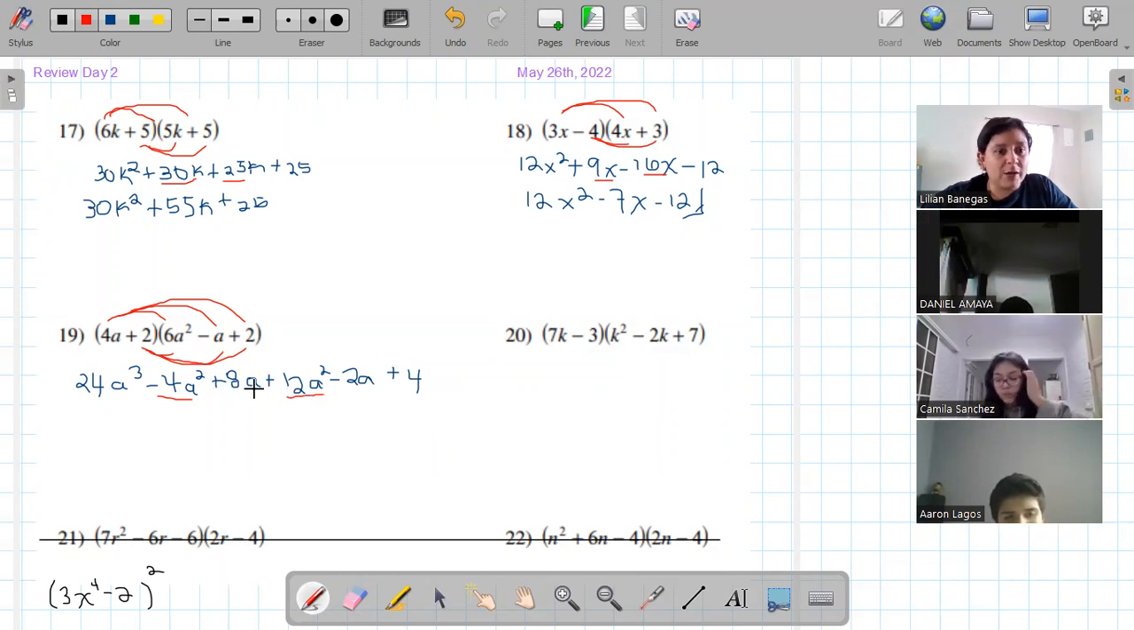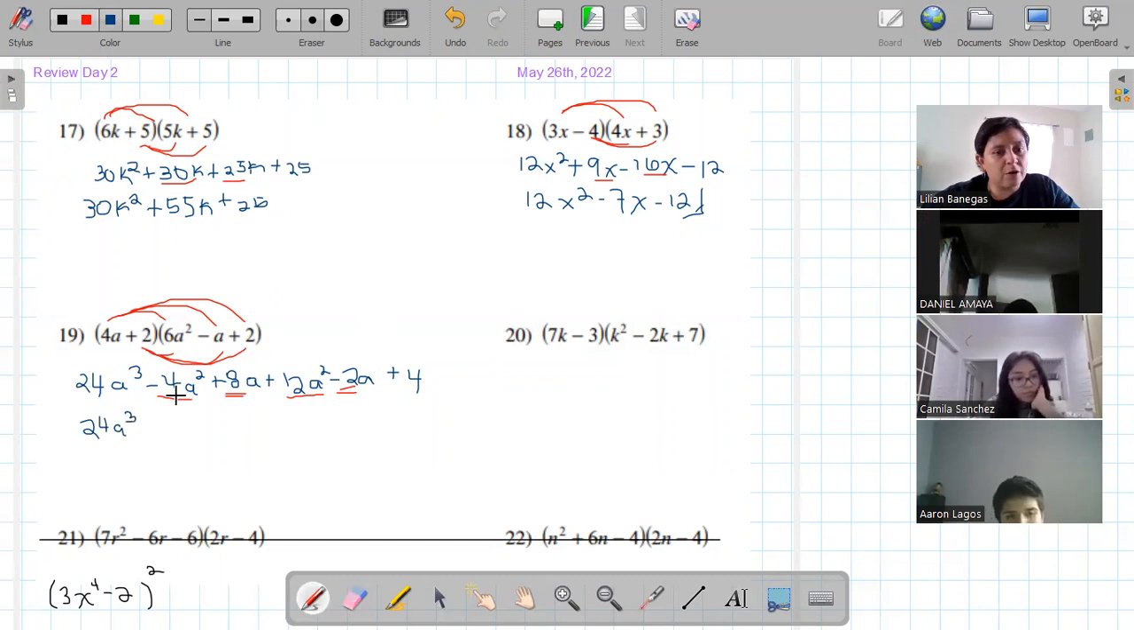Very good. Do I have a like term for 8a? Yes. What is it? Negative 2a. Very good for remembering the sign. And do I have a like term for 4? No. So I just go ahead and copy the first one because it didn't have a like term. So 24a cubed.